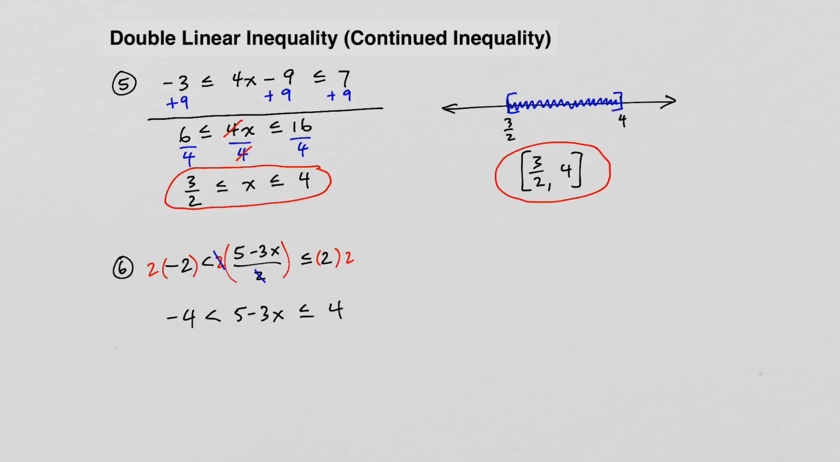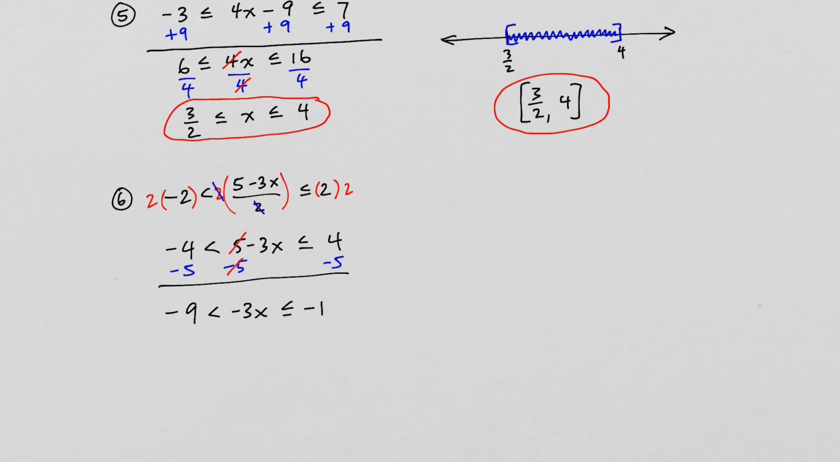So next up, I'm going to subtract 5 to cancel the 5 here. And this leaves us with negative 9 less than negative 3x less than or equal to 4 minus 5, which is negative 1. And then for our final step, and this is an important one, we have to divide by negative 3 to all three parts. Well, negative 9 divided by negative 3 is 3. Here, those cancel out, and we just get x. And here the negatives cancel out, and we get 1/3.